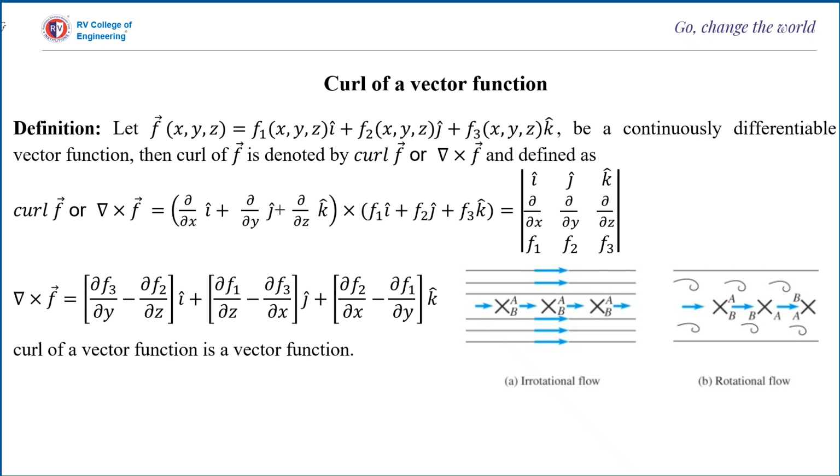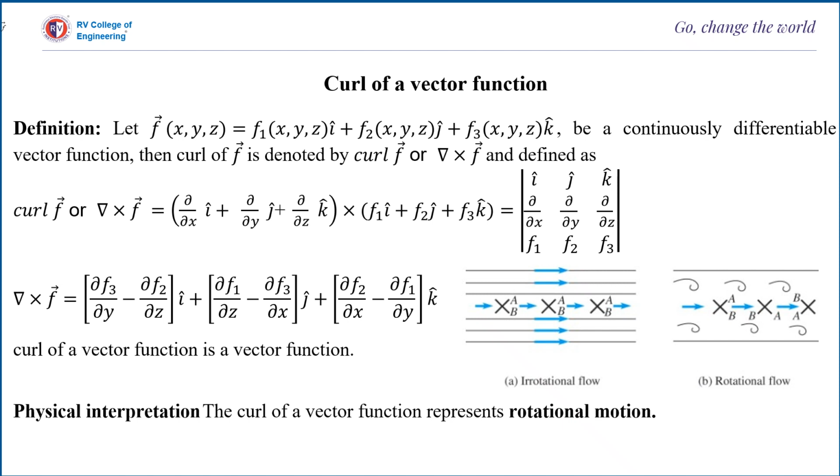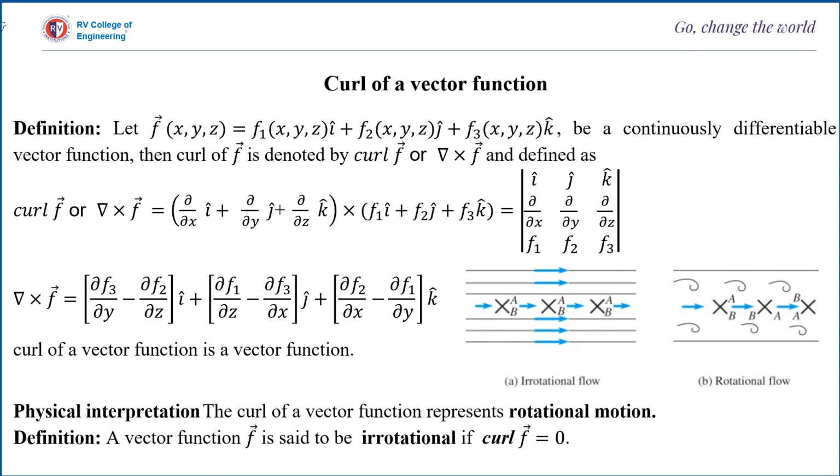We can observe that curl of a vector function is a vector function. The curl of a vector function represents rotational motion. A vector function f is said to be irrotational if curl f equals 0. We can observe that for the irrotational flow, the flow is as shown in figure A, and for the rotational flow, the flow is as shown in figure B.